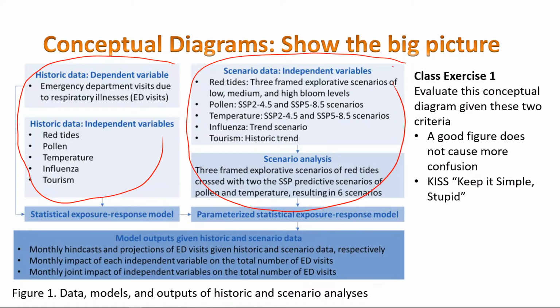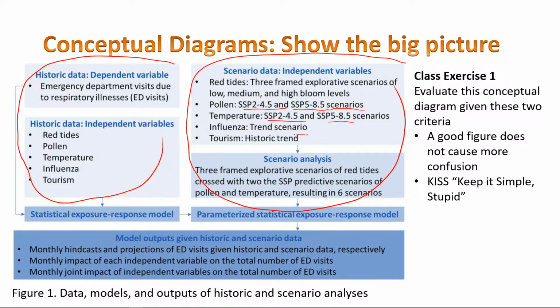So with red tide, for example, I have three future scenarios. With pollen, I have two future scenarios under what is called CMIP. These are climate change scenarios that are used worldwide, by different countries. Every 10 years we do an assessment report, and this assessment report will be based on these scenarios. So I have these two temperature scenarios.